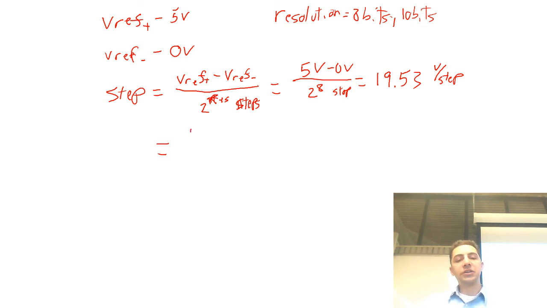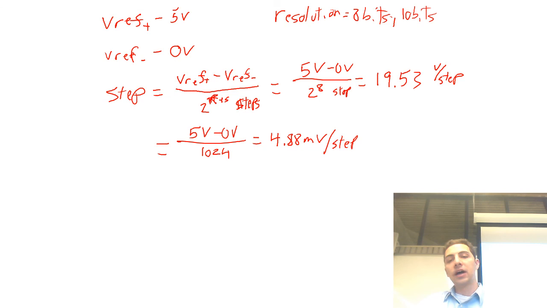Let's do another calculation. 5 volts minus 0 volts over 10 bits. What is 2 to the 10? 1024. And that gives me a number that's roughly 4.88 millivolts per step. I should have said millivolts up here as well, not 19 volts, 19 millivolts. Yeah, no. So you can't measure higher than 5 volts. 19 volts would not make sense. So it's millivolts per step.